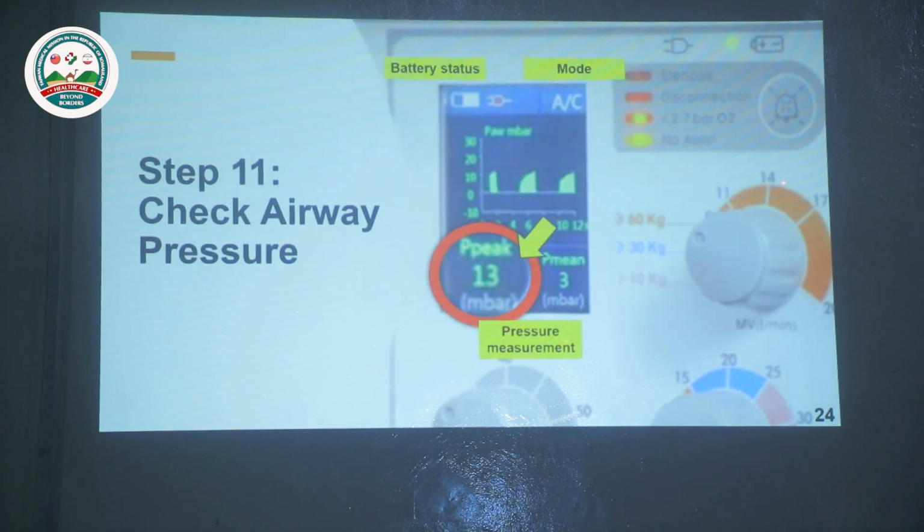And after connecting the ventilator to the patient, step 11 is to check airway pressure over here. So we need to check this peak inspiratory pressure, and this pressure should be below 35 to 40. And sometimes if this pressure can be below 30, it's much better. But at least you need to keep this pressure below 35 to 40.